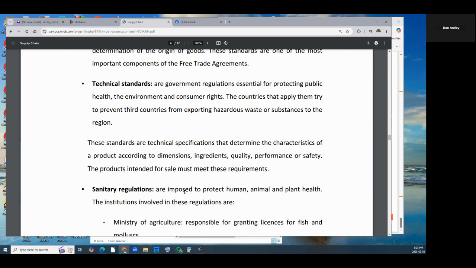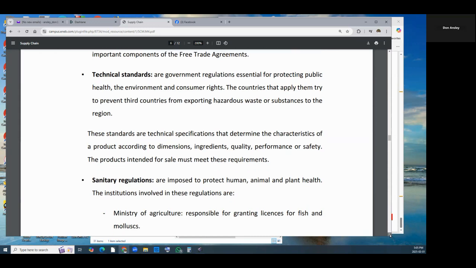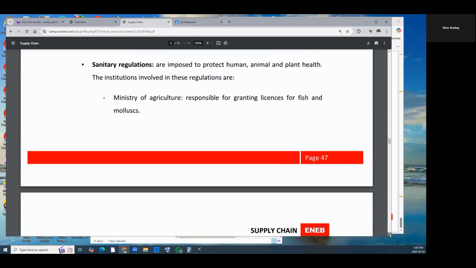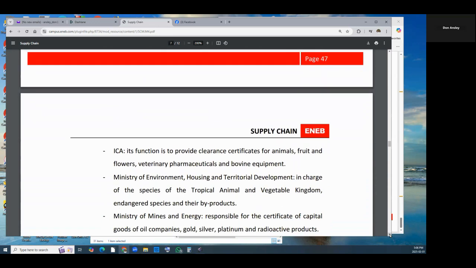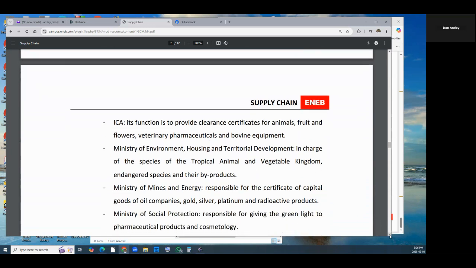And we have sanitary regulations that are imposed to protect human, animal, and plant life health. The institutions involved in these regulations are the Ministry of Agriculture, responsible for granting licenses for fish and mollusks. The ICA, whose function is to provide clear-cut certificates for animals, fruit and flowers, veterinary, pharmaceuticals, and bovine equipment. The Ministry of the Environment, Housing and Territorial Development, in charge of the species of the tropic animals and vegetable kingdom, endangered species, and their byproducts.